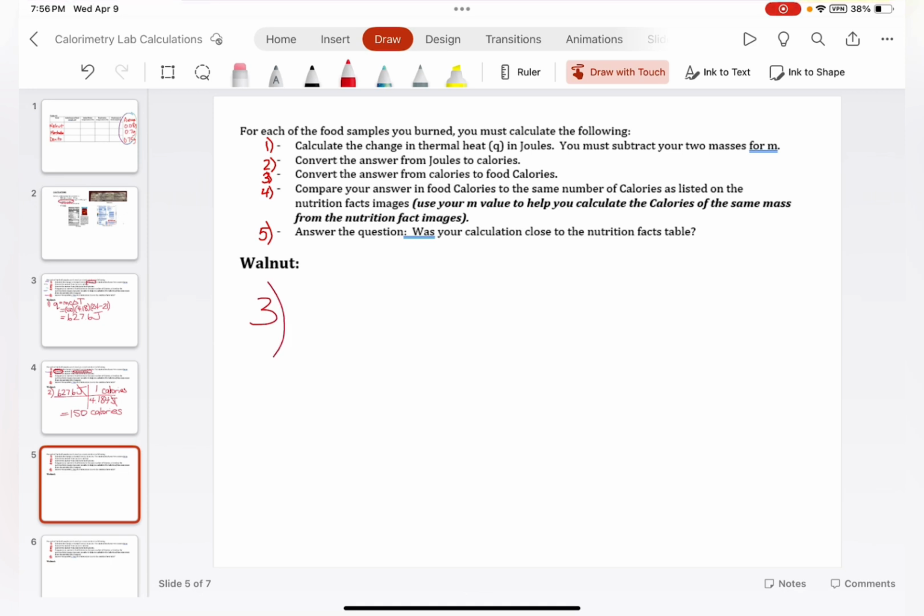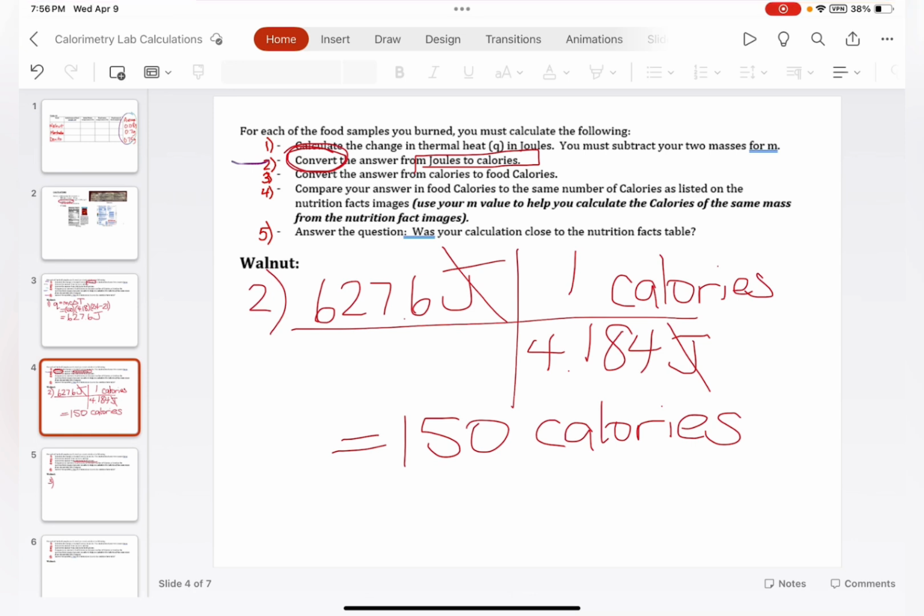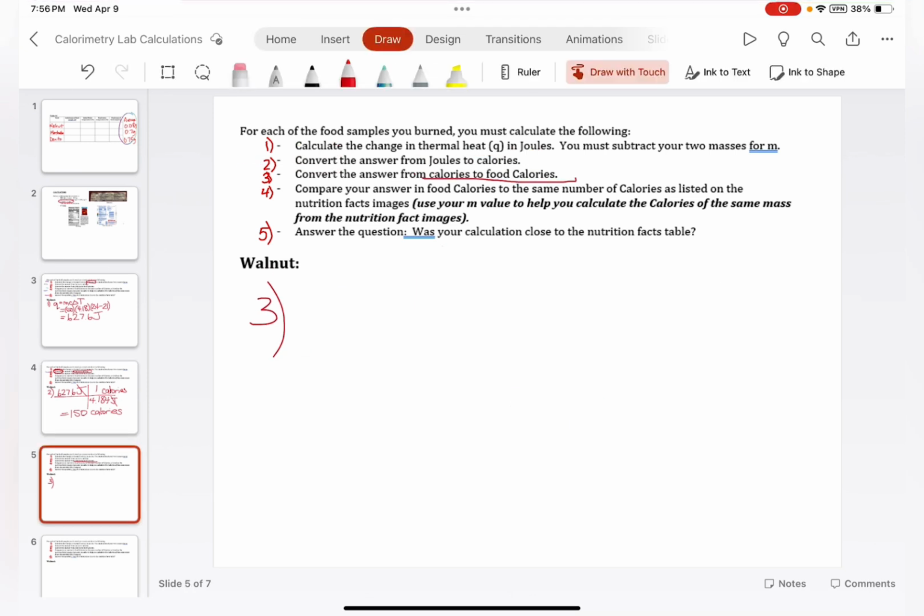Number 3 says convert the answer from calories to Calories. So it's from chemical calories to food calories, capital C. So what do we have from the previous slide? 150 chemical calories. I don't want you writing "chemical calories" and "food calories"; I just want you to know that lowercase c is for chemical calories, capital C is for food calories. So 150 lowercase c calories.